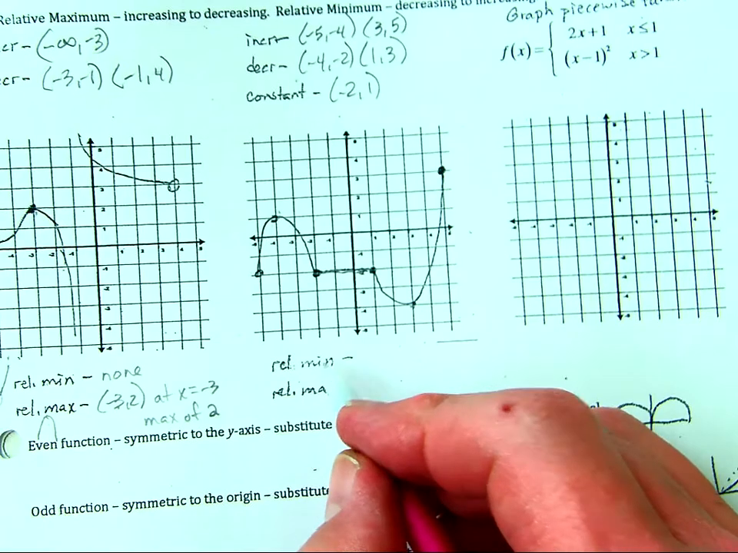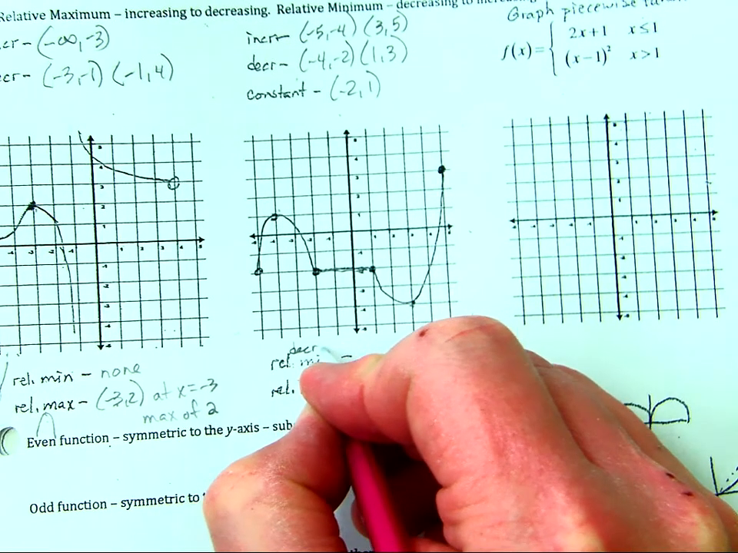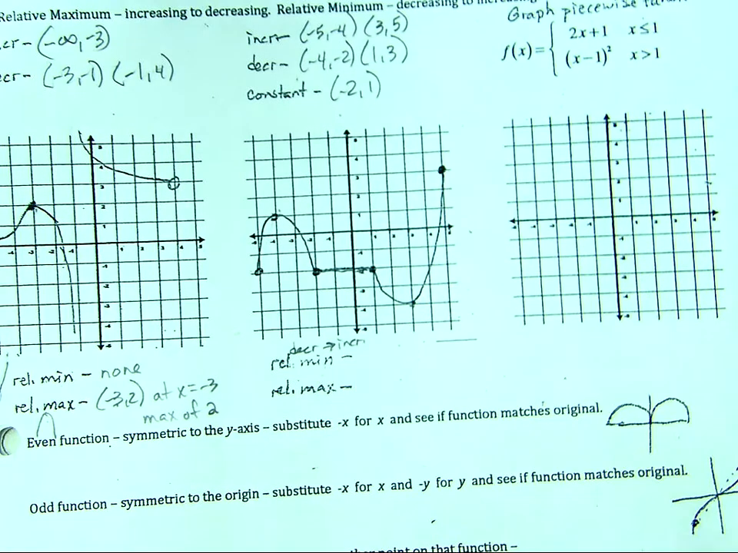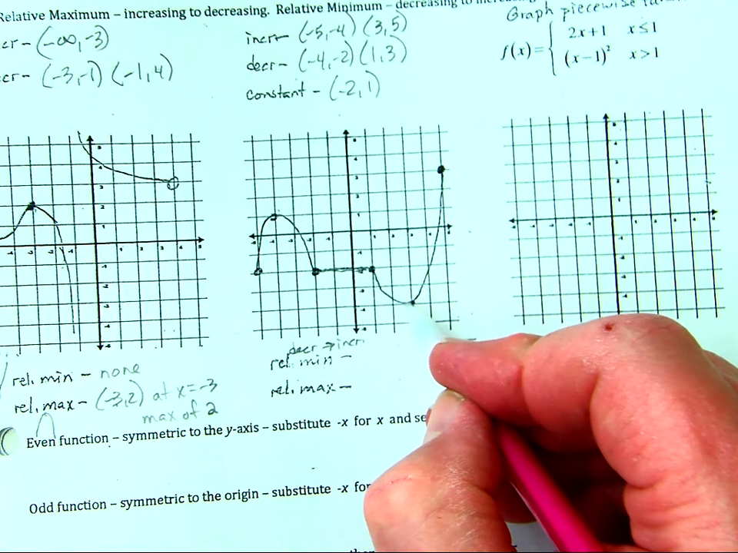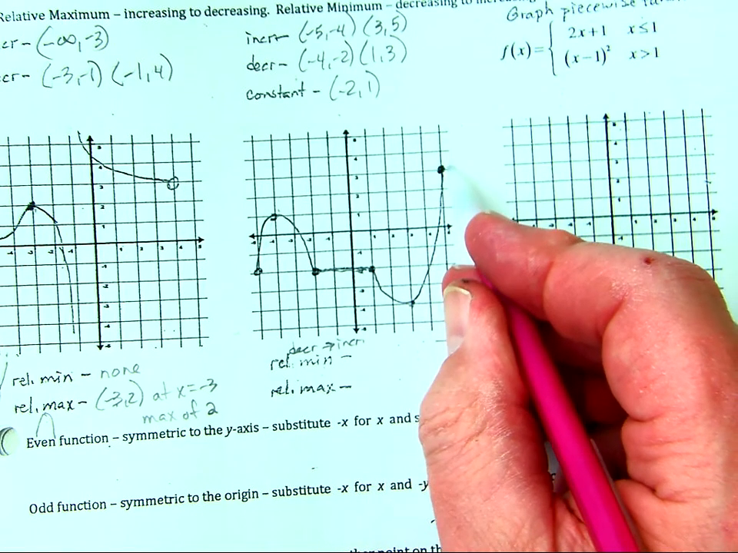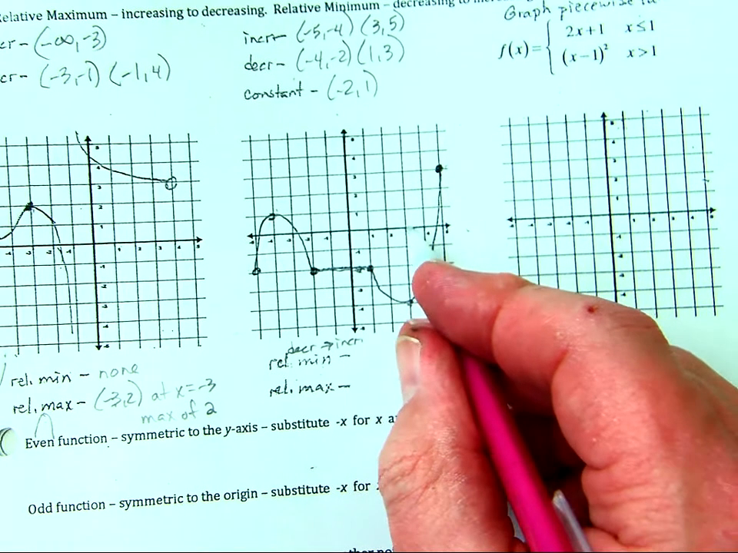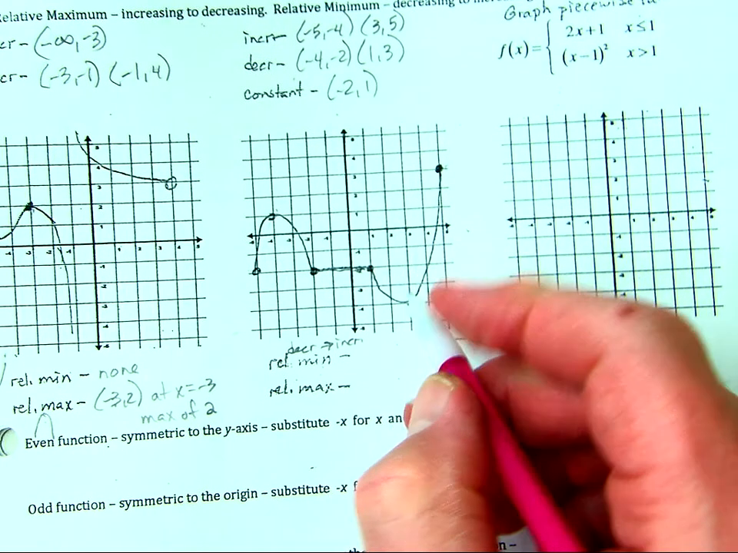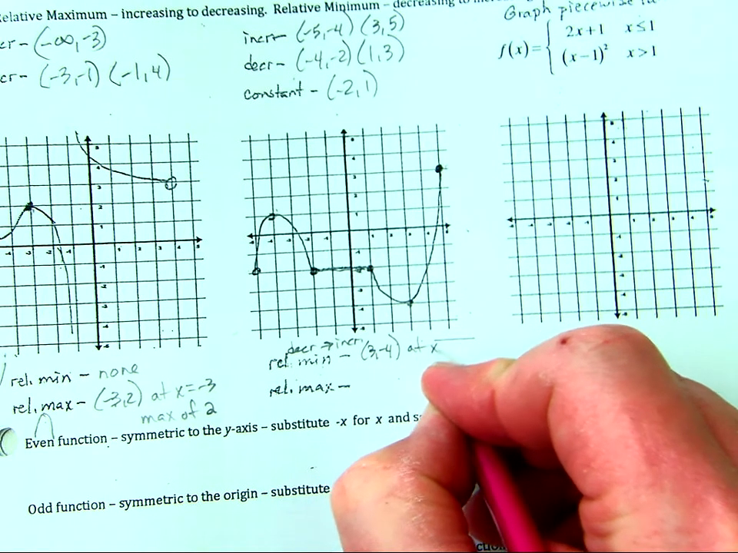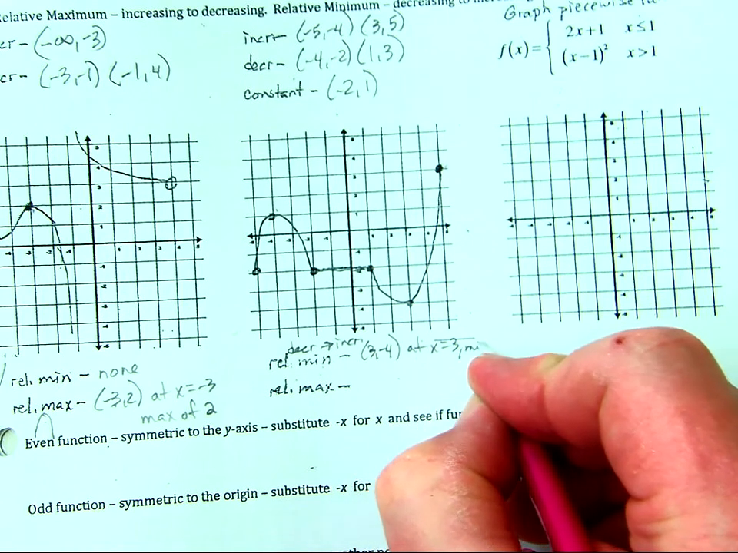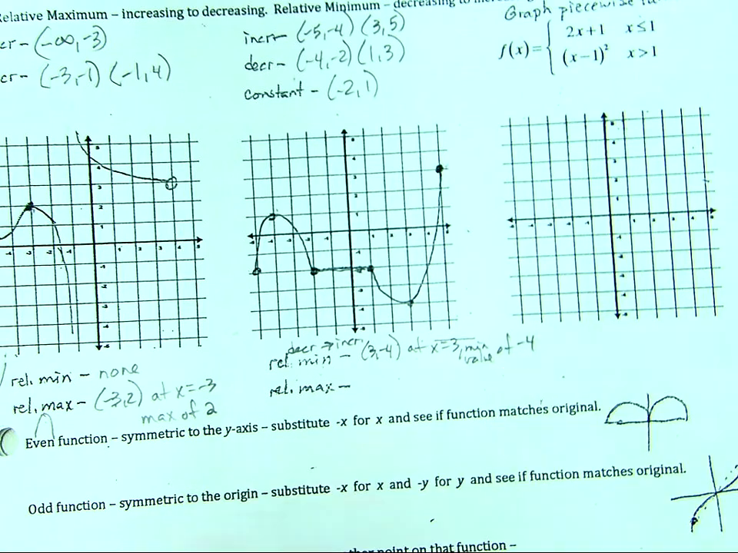Or this one, relative min. Again, we're looking for relative min from where it goes from decreasing to increasing, or negative to positive. Well, notice here we have a negative slope, so we're decreasing. Then we have a positive slope, so we're increasing. So we go from negative to positive. So that's a relative min there at 3, negative 4. So you could say it's at 3, negative 4, or you could say at x equals 3, it has a minimum value of negative 4.